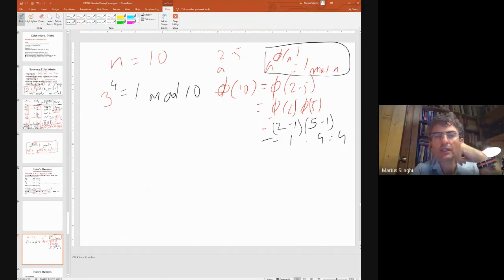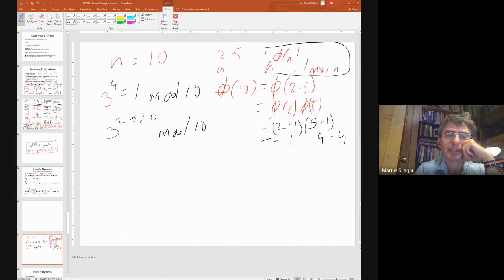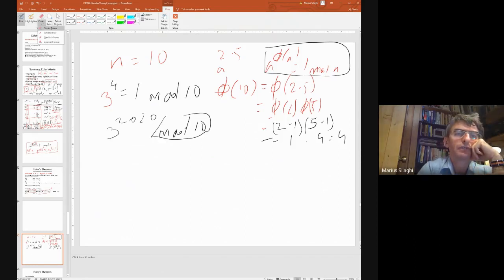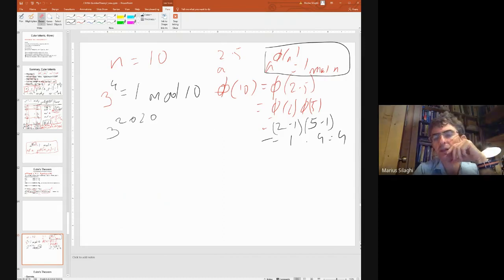So now if somebody asks you, what is the last digit of raising 3 at power 2020 mod 10? What is the last digit? If I say the last digit, I don't even have to say mod 10. So if somebody asks you, what is the last digit of 3 at power 2020?